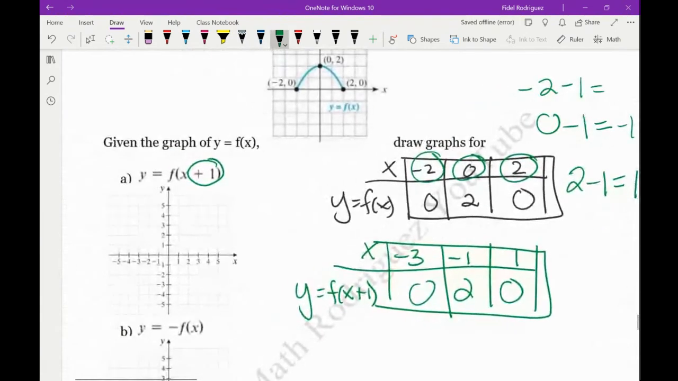So look, I'm going to come back over here and let's go ahead and plot these now. -3 and 0, right there. -1 and 2, right there. 1 and 0, right there. Oops, I missed it. Boom. And if you look at this graph compared to this one right here, all we did, we just shifted it over one spot, right? We just went, boom, one space over.